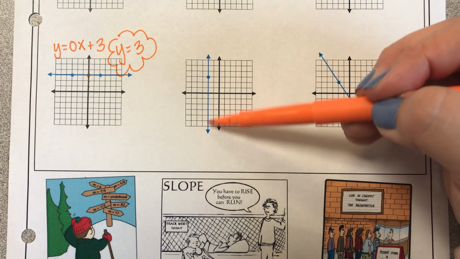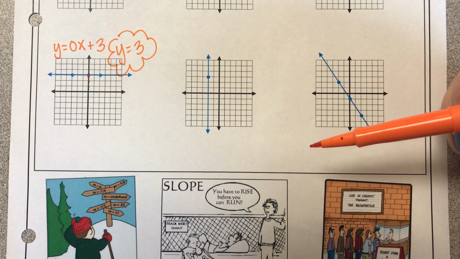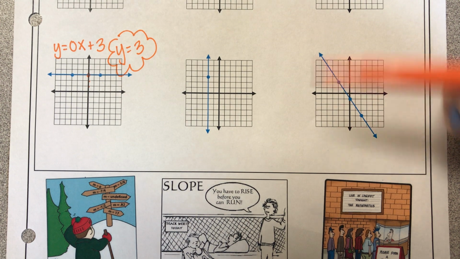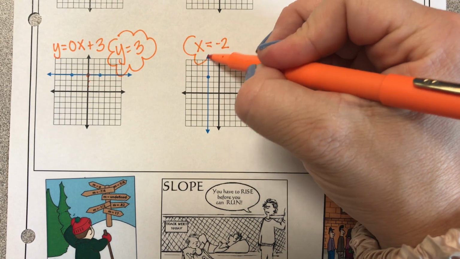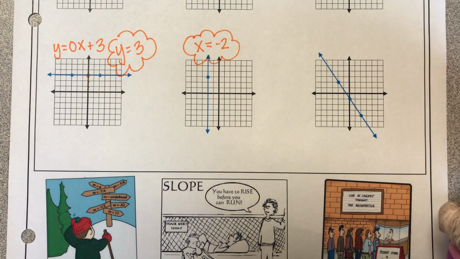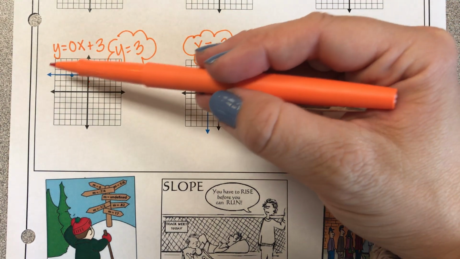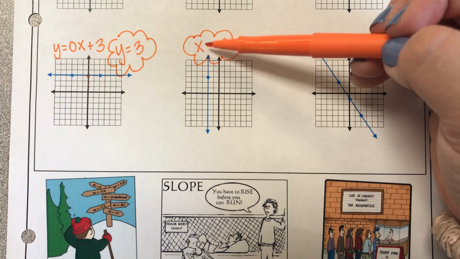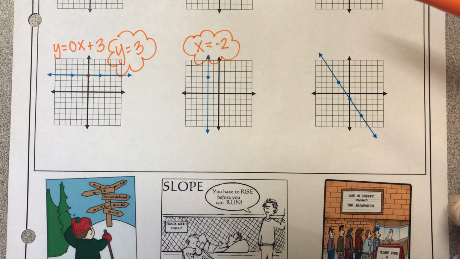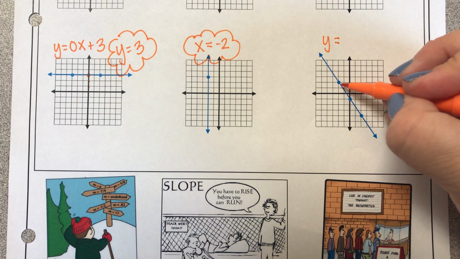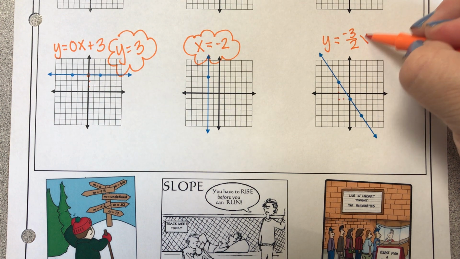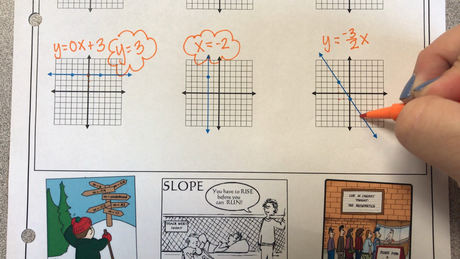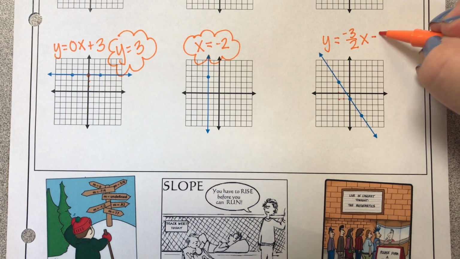Okay, what did we learn yesterday about vertical ones? What do you think? It's going to be x equals -2. Okay, so remember from yesterday, if it's a horizontal line, it's going to be y equals. If it's a vertical line, it's going to be x equals. Okay, and then this last one, y equals, the slope is down 3 over 2, and then the y-intercept is -1.